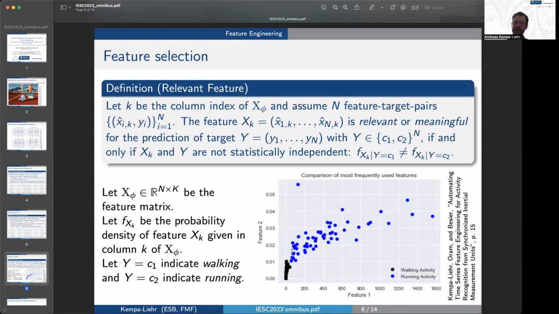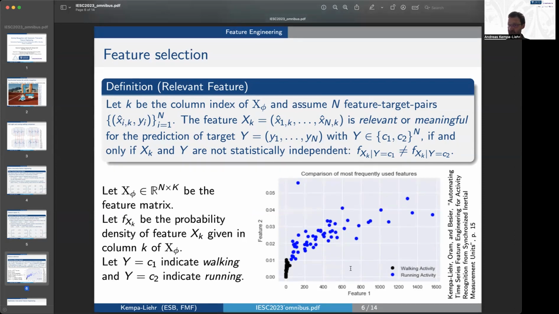So it's very simple, but this means that both of these features are relevant, right? And the conditional probability densities are statistically dependent on the activity, right? Because the scatter plots of blue and black dots are not overlapping, but they are clearly separated in this feature space.